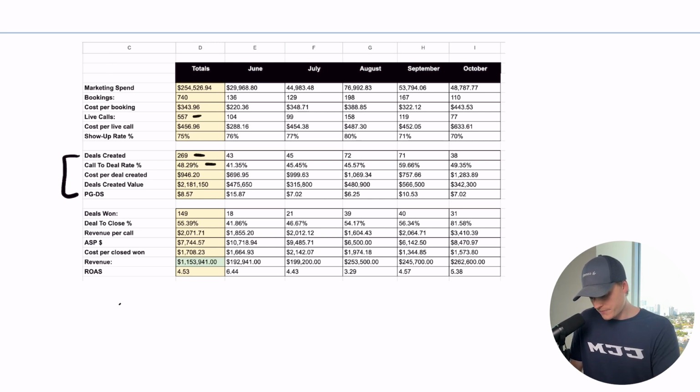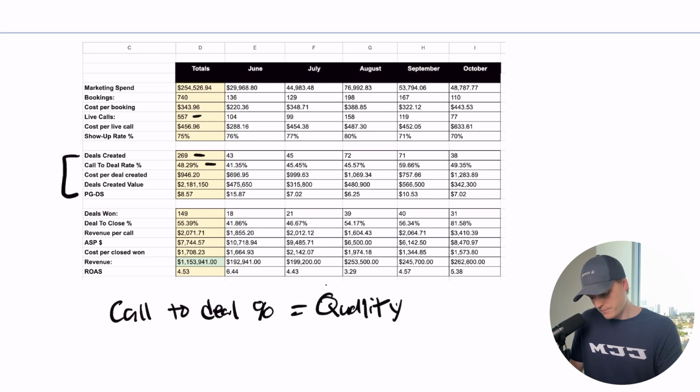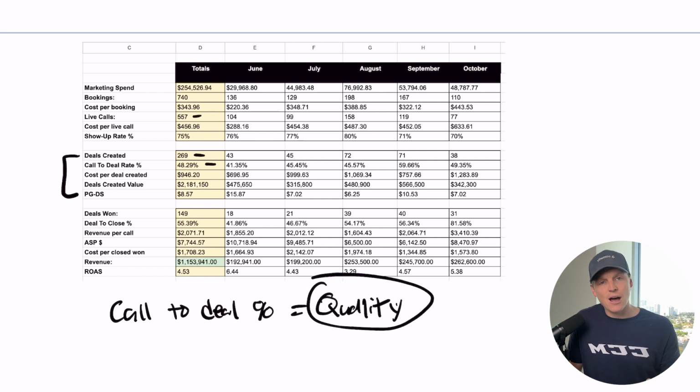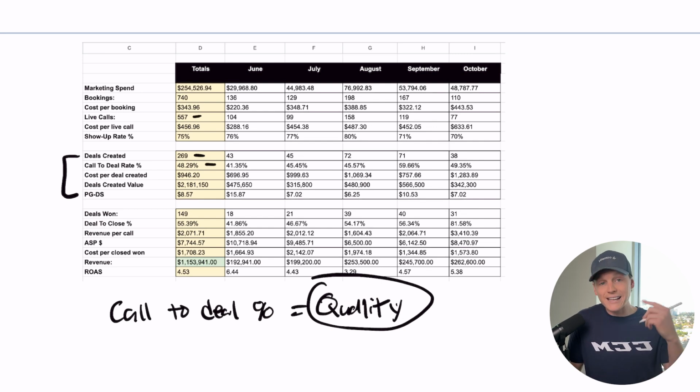So call to deal percentage equals quality. That is how you determine, we're getting a lot of calls, are these people even quality? Are they qualified? Your sales team will let you know, and you will know through this metric.